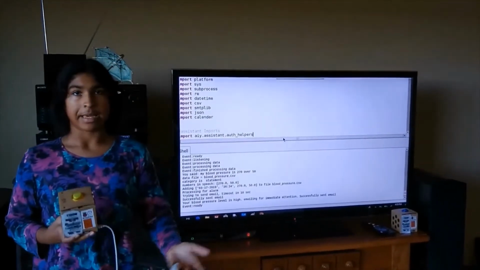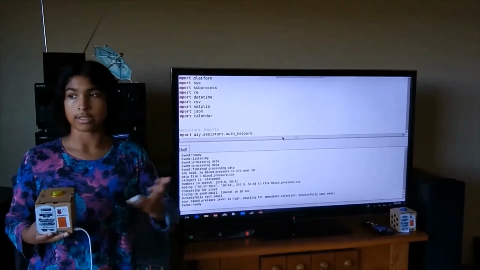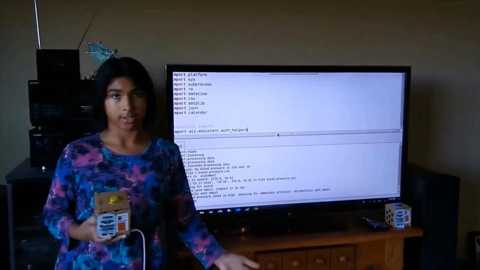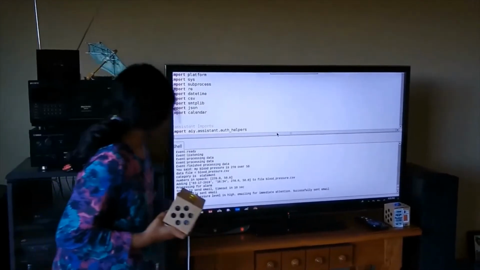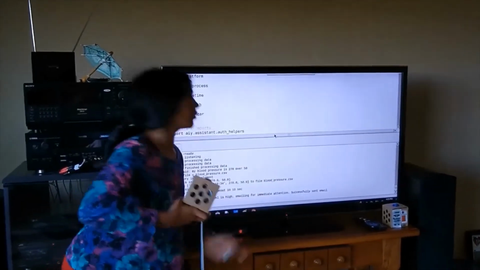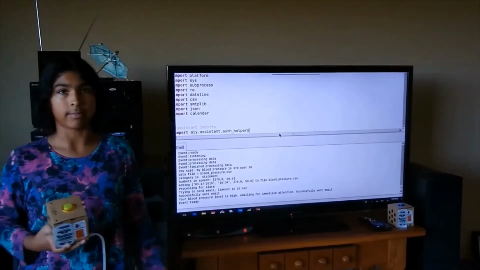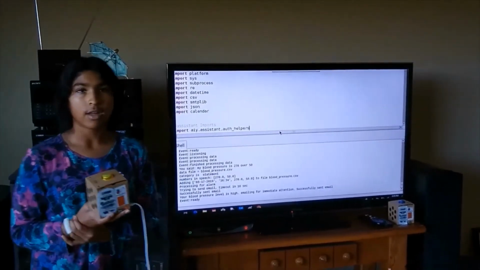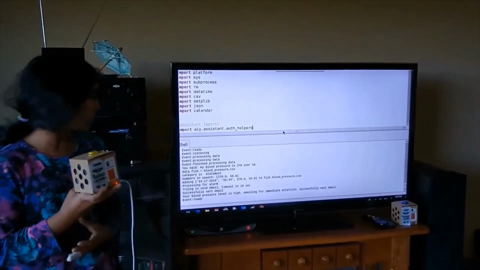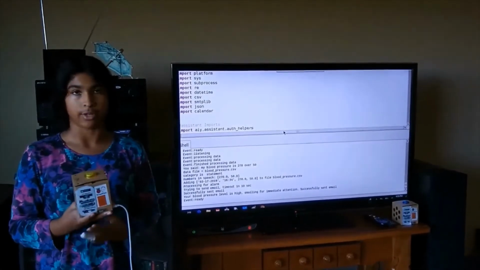An alarm is basically something where it'll send an email immediately to the doctor if the blood pressure is too high or too low. And over here it says emailing for immediate attention, so it immediately emailed it to our doctor. So now I'll do it if the blood pressure is incorrect.